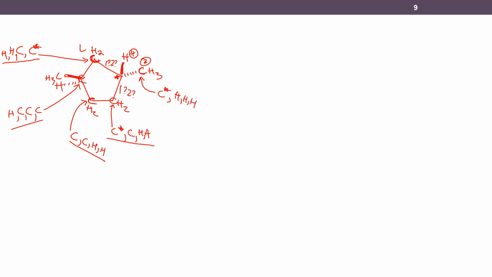This group is going to get the higher priority, which would be 1, because when we find the point of difference, we had carbon, carbon, carbon, hydrogen versus carbon, carbon, hydrogen. And notice that I'm writing those in order of atomic weight to make this easier to compare this list to this list. So now we have our priorities.